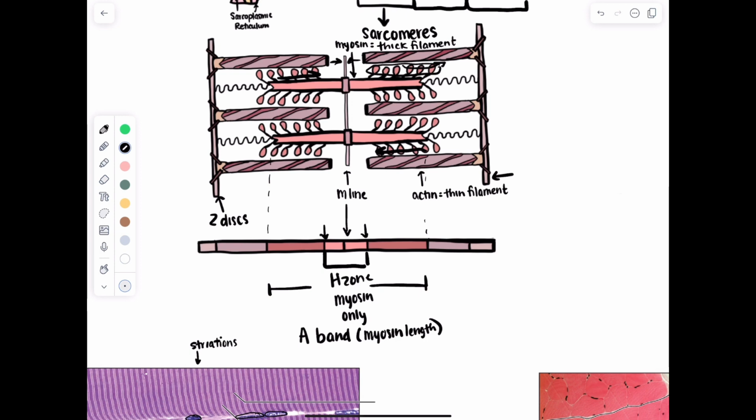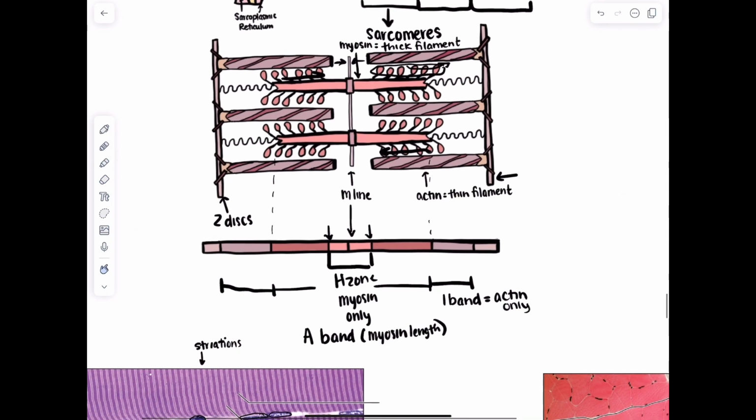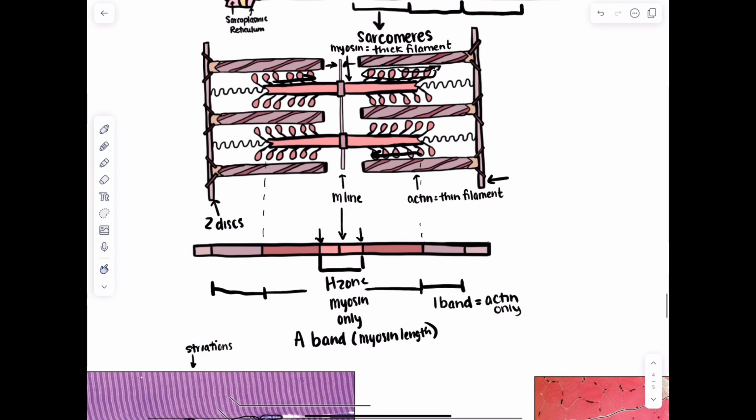And then we call the space where we have actin only, or the thin filament only, our I band. So when we look at this, I can do a little pointer. Here's my little pointer. M line's in the middle.